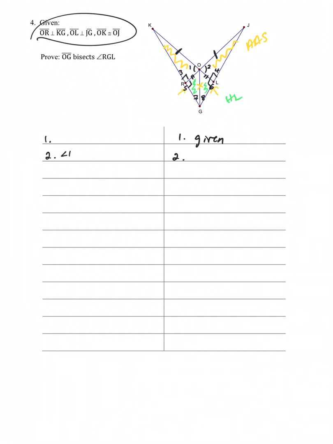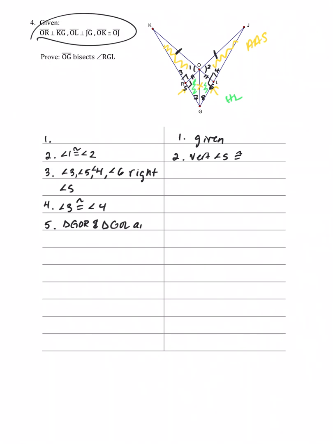So I'm going to put the vertical angles. Angle 1 is congruent to angle 2. Vertical angles are congruent. Then I'm going to put these right angles. Angles 3, 5, 4, 6 are right angles. Okay, but I want to establish in those yellow triangles that angle 3 is congruent to angle 4. Whereas in those green triangles, I want to establish that triangle GOR and triangle GOL are right triangles.